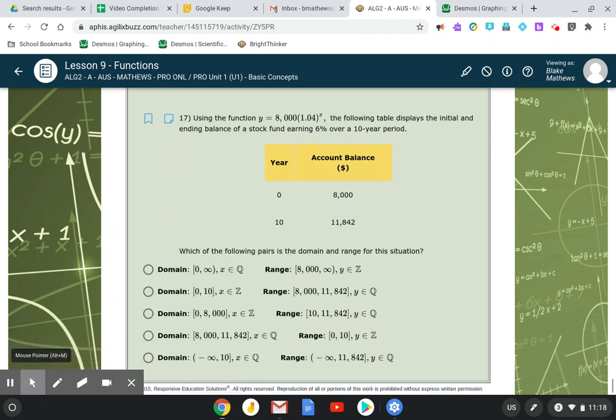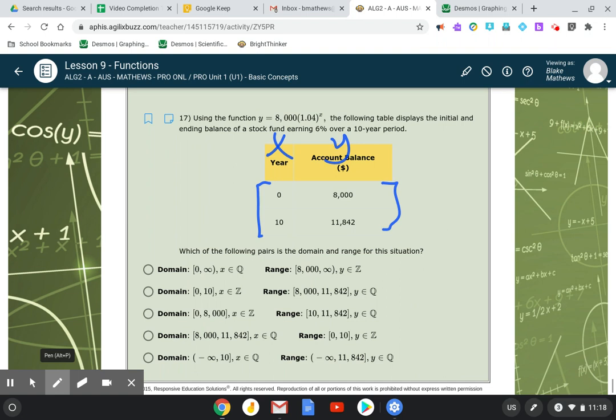Number 17: using the function y equals 8,000 times 1.04 raised to the x, the following table displays the initial and ending balance of a stock fund. Which of the following pairs are the domain and range of the situation? Question: what do I do with domain and range when it is in a table like this? Well, you need to think of the first part of the table as the x, the second part of the table is the y. In other words, the years are the domain, and the account balance is the range.